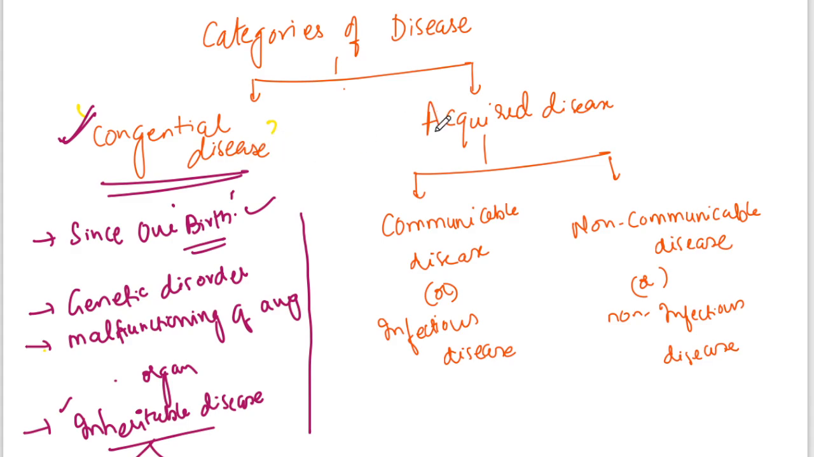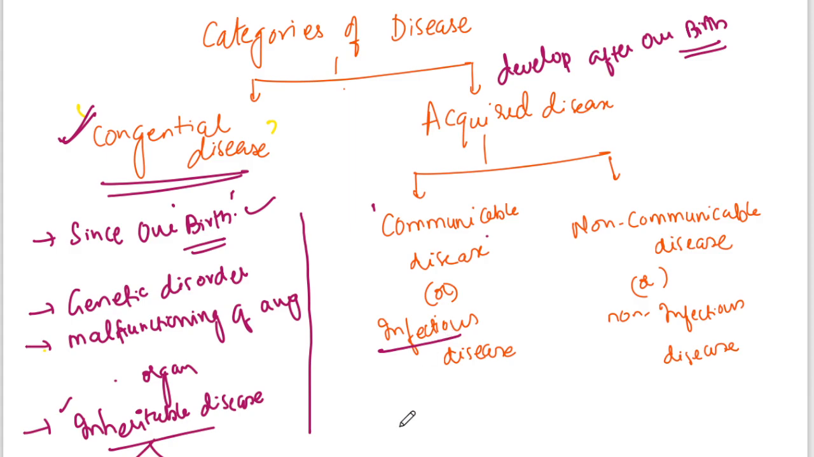Now, what do you mean by acquired diseases? These acquired diseases develop after our birth. So these are broadly classified as communicable disease and non-communicable disease. Communicable or infectious, the name itself says that.